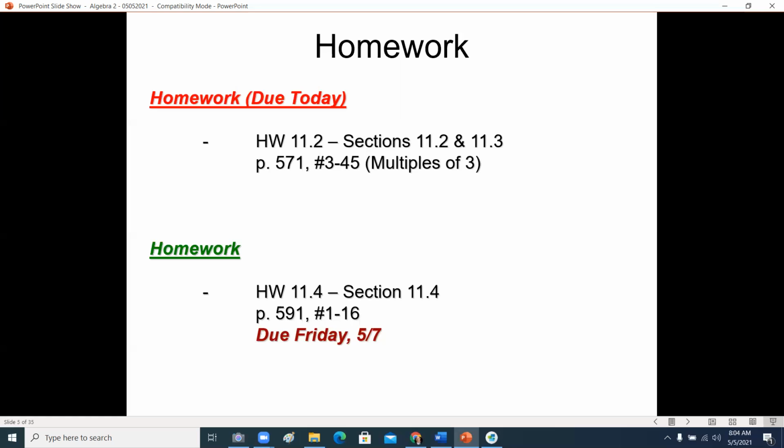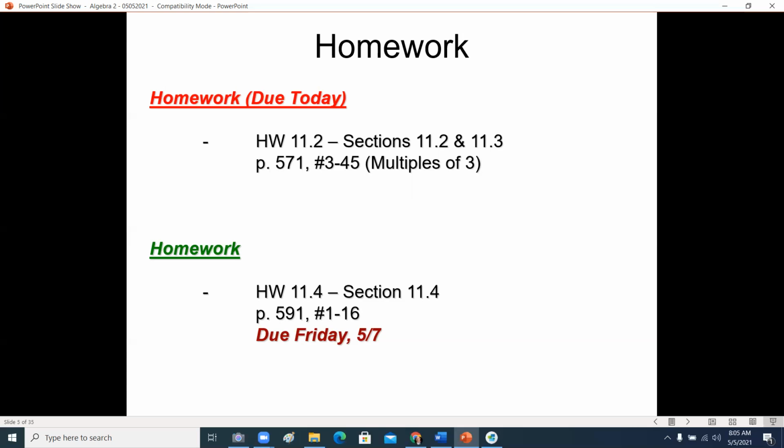Homework 11.2 is due today. It was really over a couple sections. I just said it was 11.2, but the unit circle stuff, that was 11.3 also. Don't worry about that. It's due today. So 3 through 45 multiples of 3. Please jot down the next one. That's due on Friday. I don't think you'll have too much trouble with this one. But still, I want you to go nice and slow through this and get the basics down, because we're going to need those in the next section when things get a little crazy.